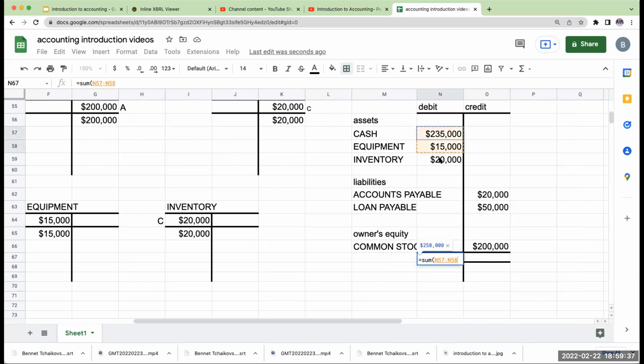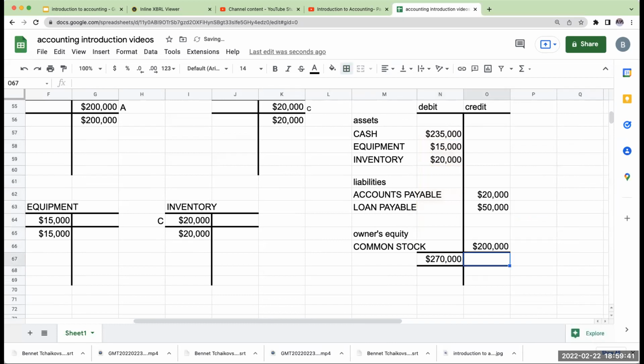Okay, so right over here, I'm going to total up my total debits. I'm going to add up my cash, equipment, and my inventory, and this is going to give me 270. Over here on the right-hand side, I'm going to add up my accounts payable, my loan payable, and my common stock. And look, everybody, we've balanced: our total debits equal our total credits. The purpose of the trial balance is to make sure that our total debits equal our total credits.